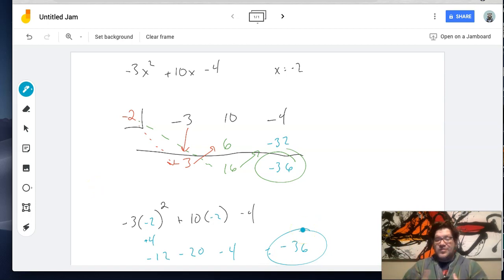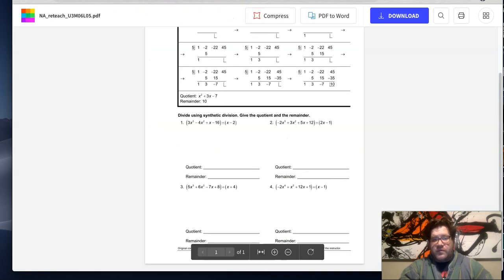But again, it's a nice introduction to how synthetic division works, which is why I started with this. You're not actually dividing, you're just plugging a number in and figuring out what it works out to. Okay, now we're going to go do an actual synthetic division problem. So let's go back to our reteach now. And now I'm going to do this very first one, okay? 3x cubed minus 4x squared plus x minus 16 divided by x minus 2.